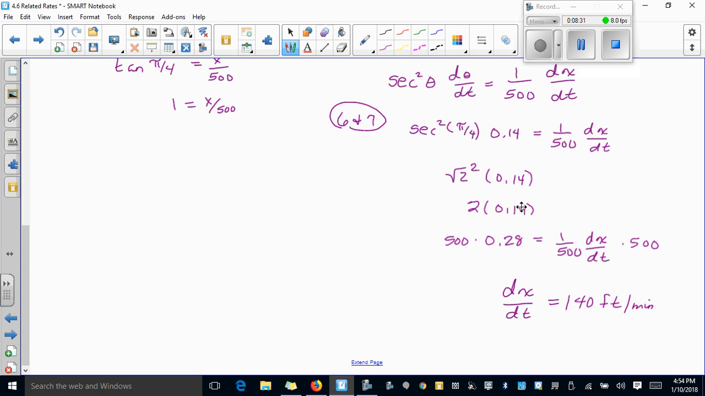At a rate of 140 feet per minute, when the angle of elevation theta is equal to pi over 4. There you go. That's how quickly the balloon is rising.